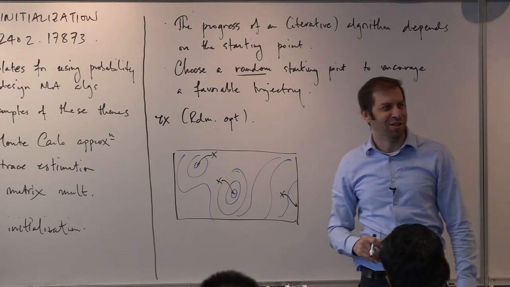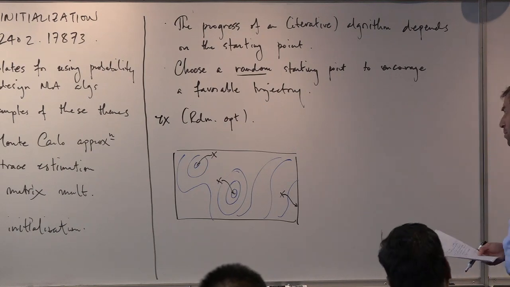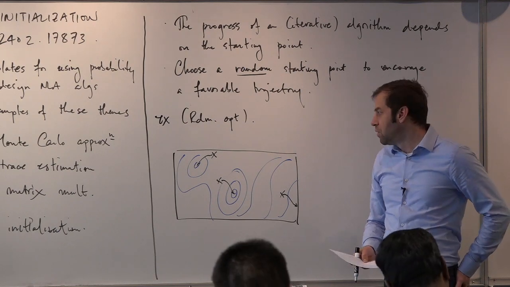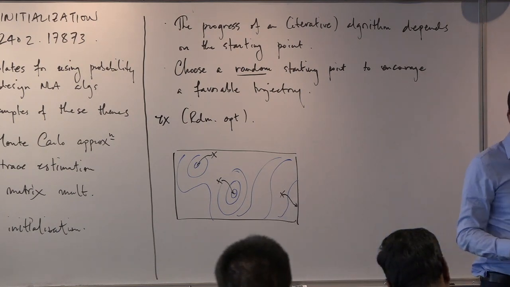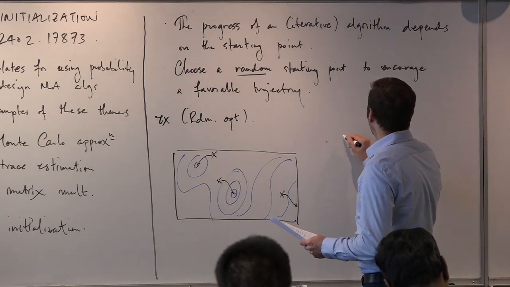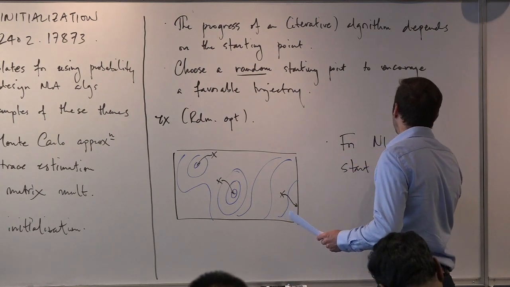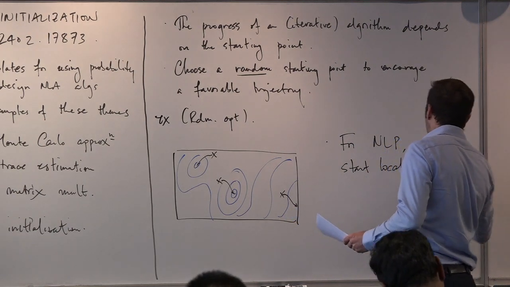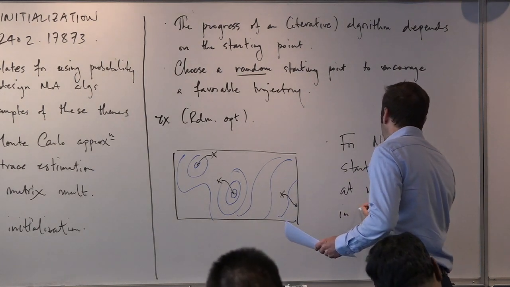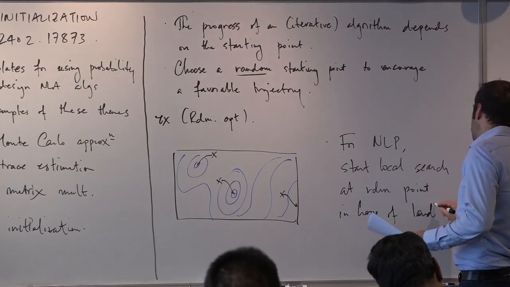As you can imagine, this is a little unreliable. You're basically like blindfolded and you're throwing darts. So not necessarily any reason to believe you'll land close to the local minimizers, but if you put down enough points, you're likely to find something reasonable if the dimension isn't too high. Okay, so let me just write down what we've done here. For nonlinear programming, we start local search methods at a random point in the hope of landing near a minimizer.